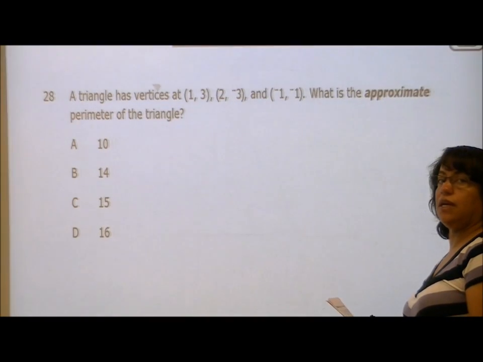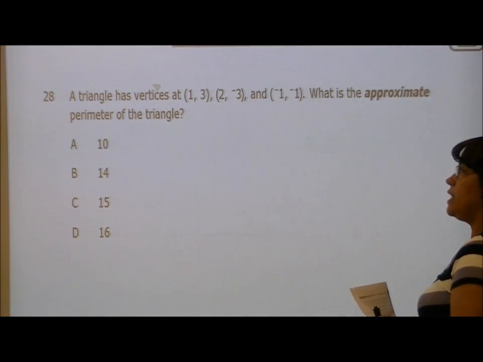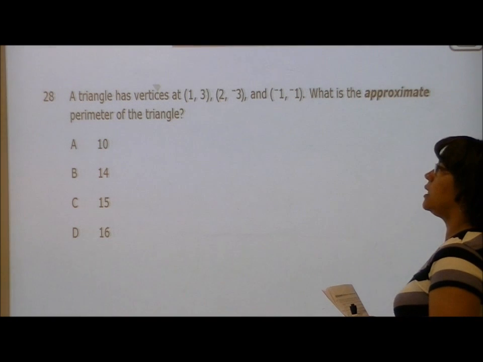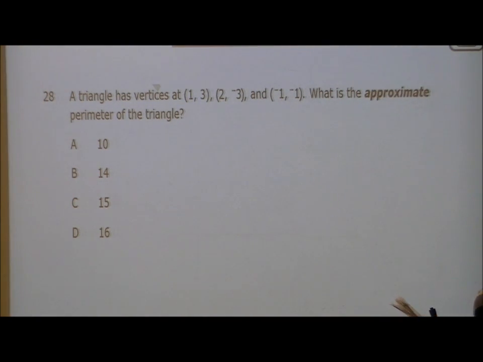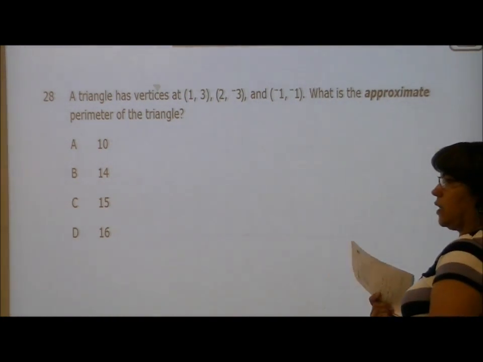28 through 38 on this segment. A triangle has vertices at (1, 3), (2, -3), and (-1, -1). What is the approximate perimeter of the triangle?